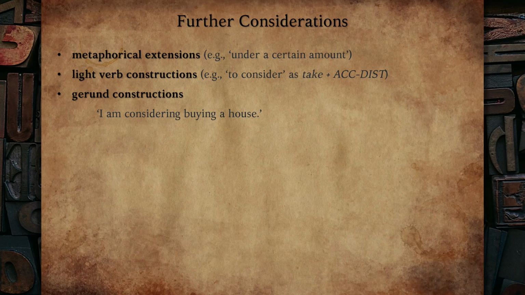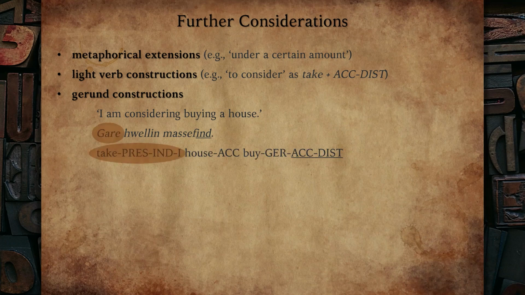So "I'm considering buying a house" translates as "Gare huerin massa find." Gare basically is "take" in the present indicative first person singular. Then the house, because it is the object of buying, is in the accusative, huelin, and then we have Massefind. The F marks it as a gerund. It is attached to the verb stem Masse, and then attached to the F we have the case and the proximity, which is accusative and distal.